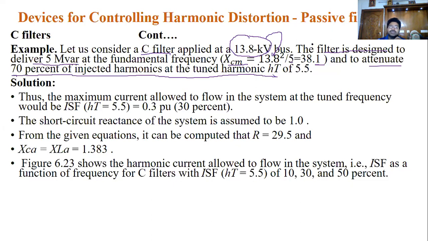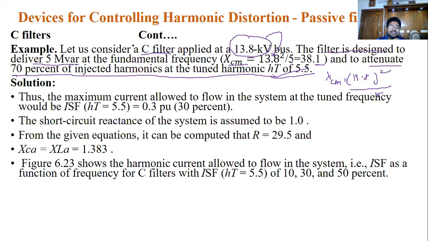This C-type filter can eliminate the harmonics up to 70%. So what is remaining here? 30% harmonics are there. Now see this XCM value, very simple. XCM is equal to 13.8 kV squared by, this is the rating of this bus, divided by the capacity value at delivery, 5 ampere. Simple.